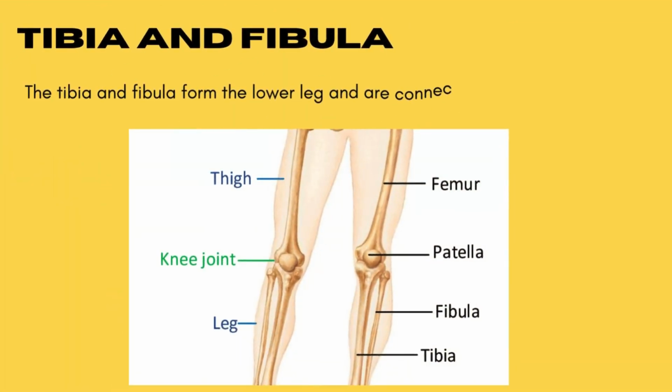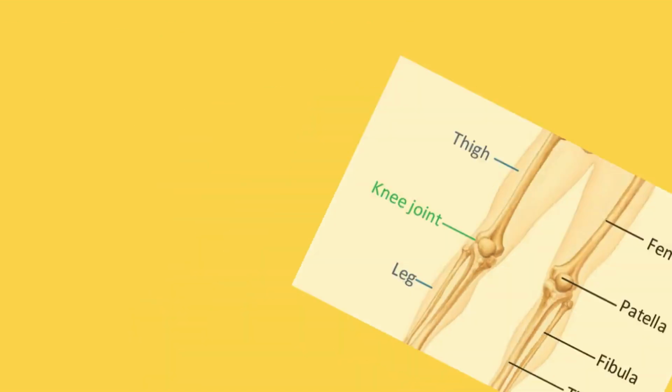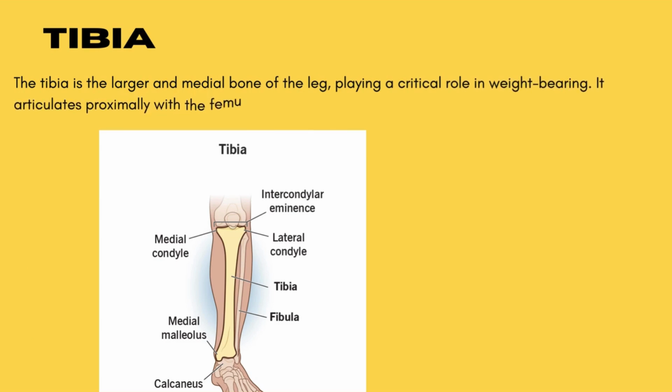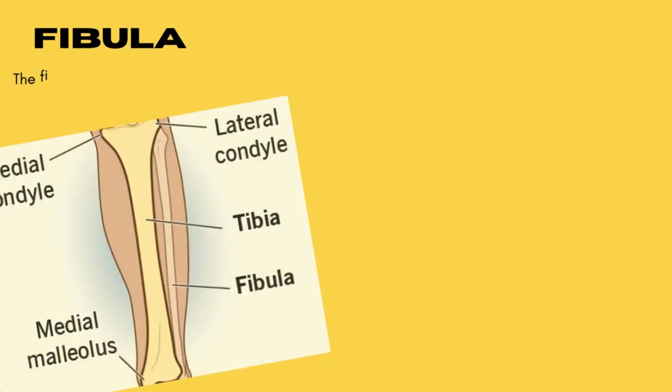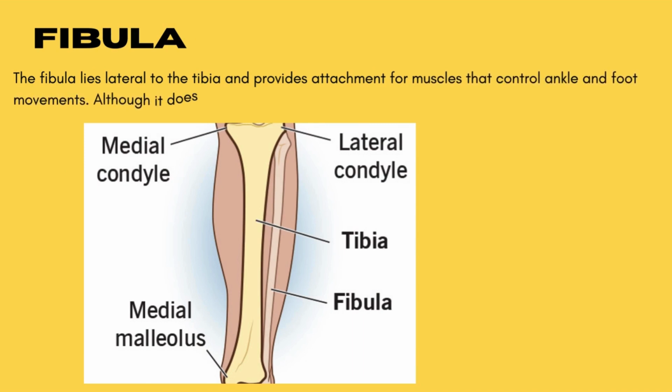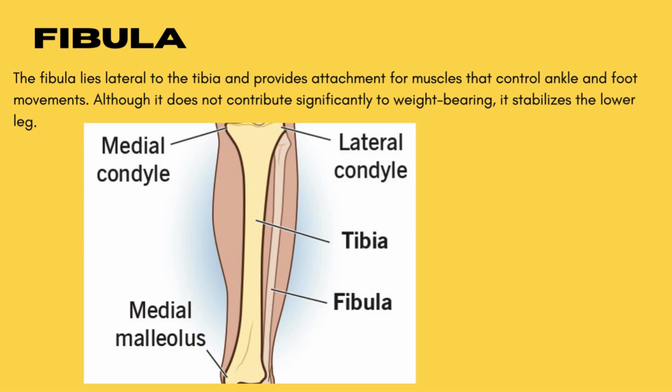Tibia and fibula. The tibia and fibula form the lower leg and are connected by the interosseous membrane. Tibia. The tibia is the larger and medial bone of the leg, playing a critical role in weight bearing. It articulates proximally with the femur at the knee joint and distally with the talus at the ankle joint. Fibula. The fibula lies lateral to the tibia and provides attachment for muscles that control ankle and foot movements. Although it does not contribute significantly to weight bearing, it stabilizes the lower leg.